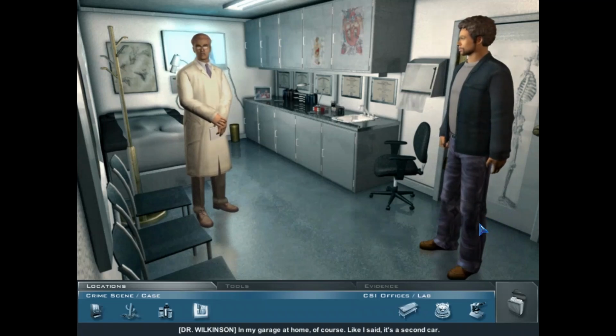In my garage at home, of course. Like I said, it's a second car. I did take some firewood out to my ranch recently. It's the first time I actually hauled anything in it. My wife and I were together, grocery shopping. It's a little ritual. Every week, something we do as a couple. I suppose she can back that up? Ask her. She should be at home right now. Be my guest.